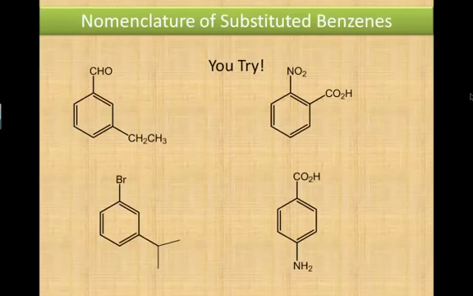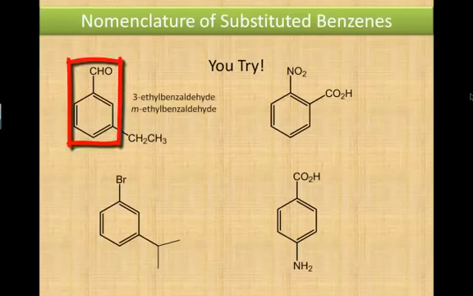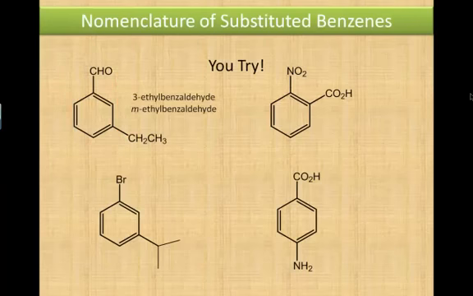Okay, let's see what you got. Here we have 3-ethyl benzaldehyde. Remember that this part of the molecule is benzaldehyde. I have an ethyl group at the 3 position. I could also call that the meta position. So this could be meta-ethyl benzaldehyde as well.